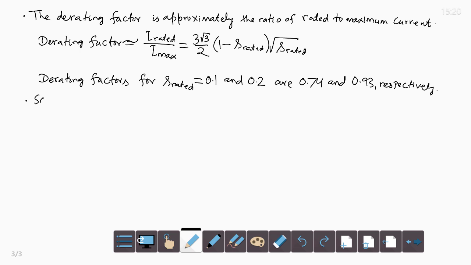So, from this discussion we conclude smaller full load slip means more derating for this type of load. For fan and pump type load, smaller full load slip, rated speed slip, implies more derating for this type of load, fan pump type load.